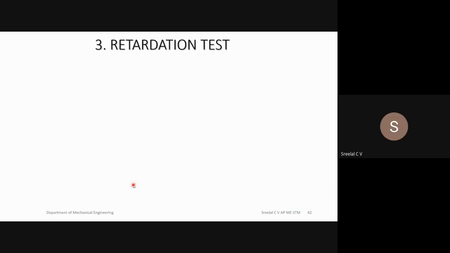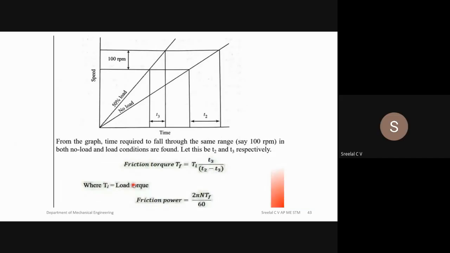Yes, sir. Okay, we will be getting a graph like this. From this graph, for a drop of 100 RPM, this is the speed drop and this is the time. Here we will be getting two lines, one for the 50% load and one for the no load condition. So we will be taking 100 RPM.